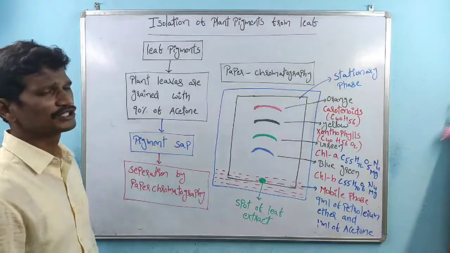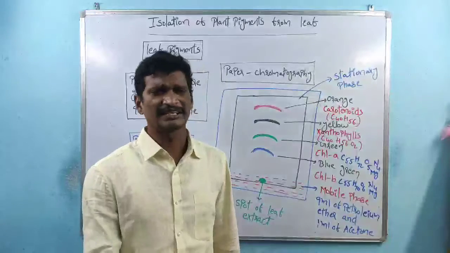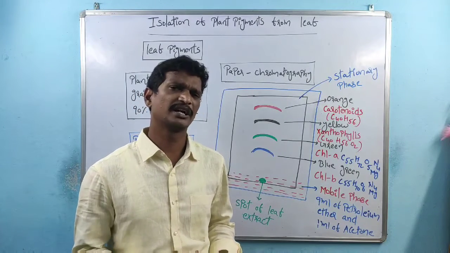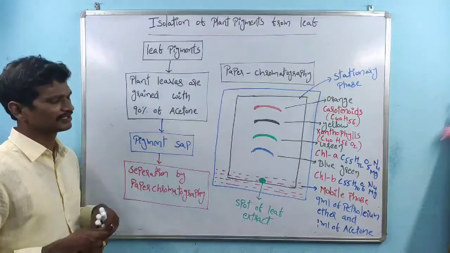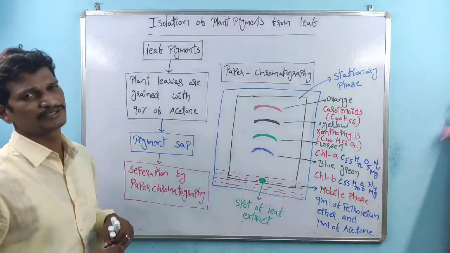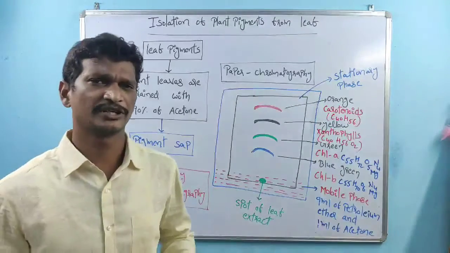That is about the isolation of plant pigments from the leaf by the extraction method. Remember, we are simply using acetone. After the grinding process we get the pigment sap, which is subjected to separation. That is about the separation of plant pigments. Next, we will discuss the next topic.